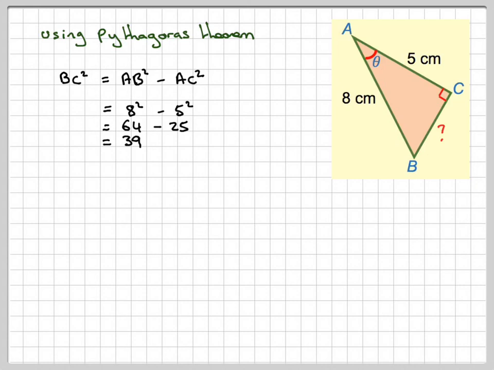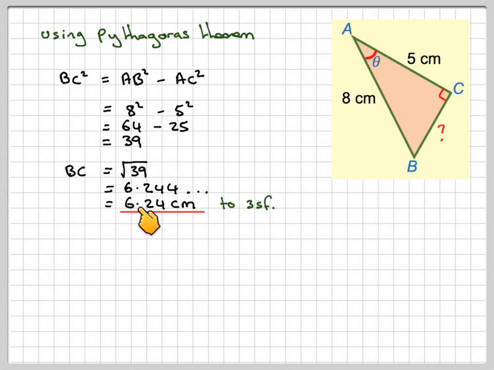That gives me BC squared, so I want to actually find BC, so I need to take what's known as the opposite of squaring, which is square rooting. So I need to take the square root of 39 on my calculator. Again, I'm going to get 6.244. Advise to write down a few places, and then write off the final answer correct to 3 significant figures. So that 4 would have no effect on that 4. So the final answer is 6.24 centimeters to 3 significant figures.